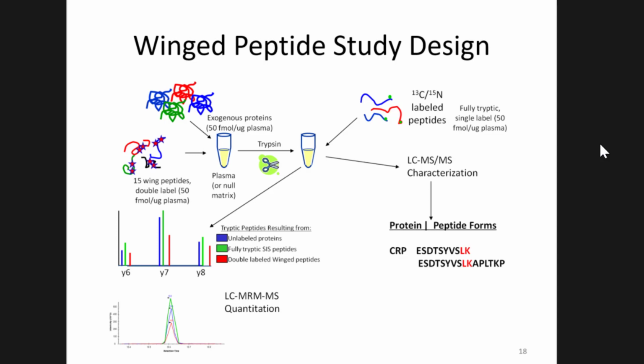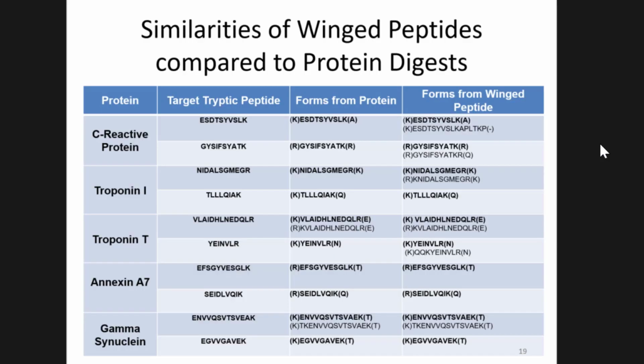The other thing we wanted to do is characterize what we get when we digest the winged peptides or the light proteins. Do we get fully tryptic? Do we get miscleaved? We had some additional cleavage products that were present, which you don't see if you don't target for them, right?